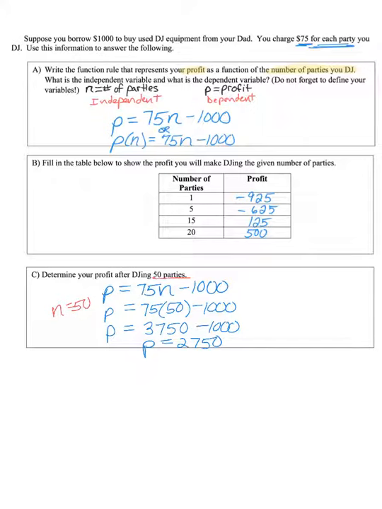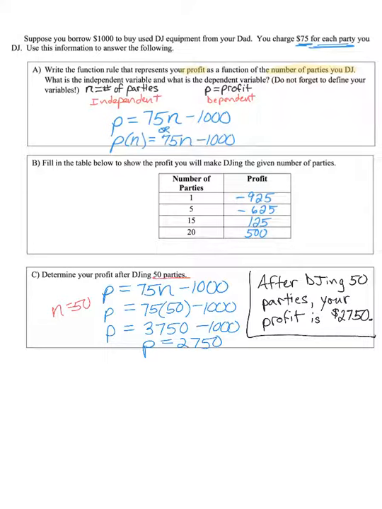So again, we should always write our answer out in a sentence using appropriate units. After DJing 50 parties, your profit, again, since we're talking about money, our appropriate unit would be dollars. Your profit, let's make this an actual sentence that makes sense, is $2,750. And this is an example of one of our function rule constructed response type problems.